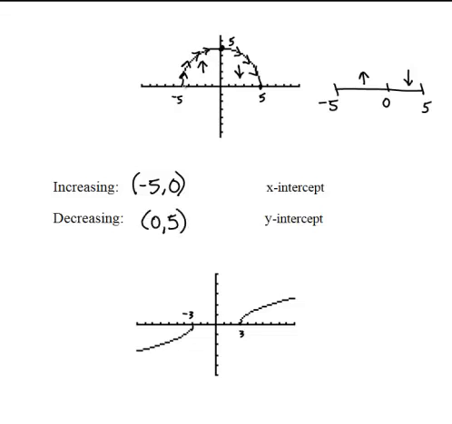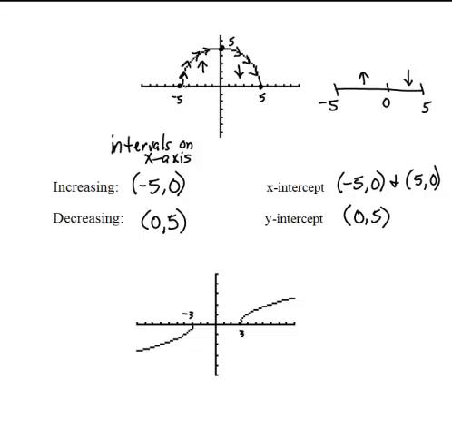These are not points. This is an interval on the x-axis. Those are both x values. So the x-intercept, we see that it crosses at (-5, 0). It doesn't cross, it goes through, and (5, 0), that point is right on the x-axis. And the y-intercept is at (0, 5). This is where it crosses the y-axis.